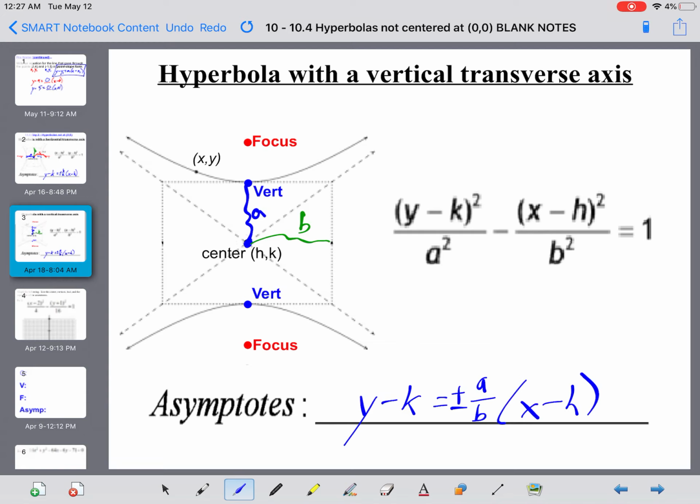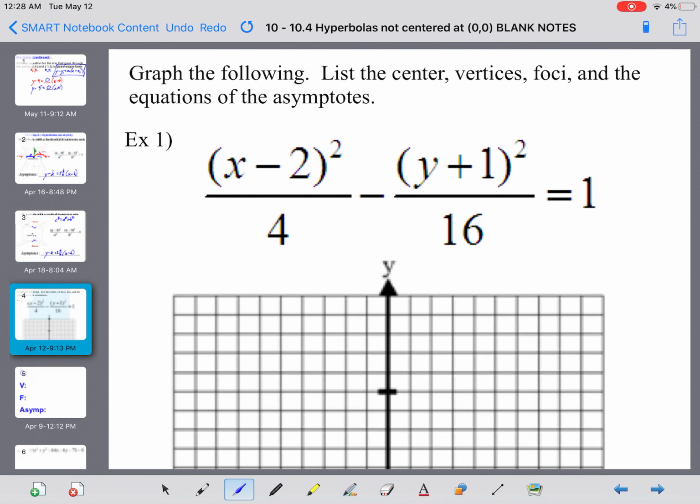Another thing you can remember though, just like with ellipses, whatever number is under the X is going to move you left and right. And whatever number is under the Y is going to move you up and down, right? So X is left and right, Y is up and down, just like with ellipses. So if you ever get confused about which way to go, you can think about that. You do have to remember, though, our little baby formula here, which is C squared equals A squared plus B squared. Okay, that's still in play today as well.